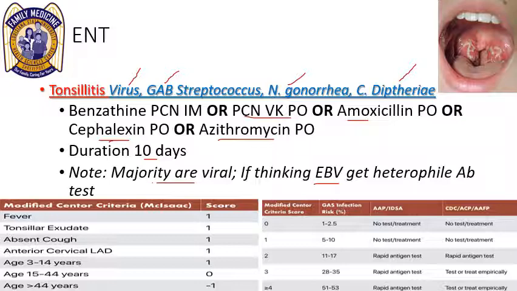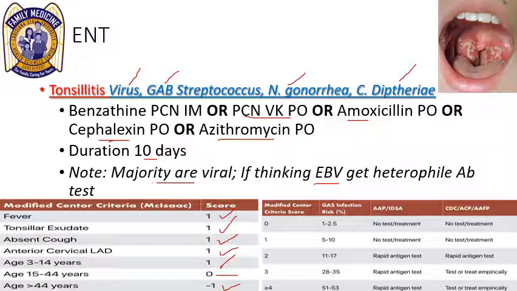Now let's talk about the modified Centor criteria here real quick. If they have a fever, it's +1. If they have tonsillar exudate, which right here we can see, that's a +1. Absent cough, they have cervical chain adenopathy. If they're younger than 14 or older than 44, we have a difference here. So if you're 15 to 44, there's none. If you're less than 14, then it is +1.